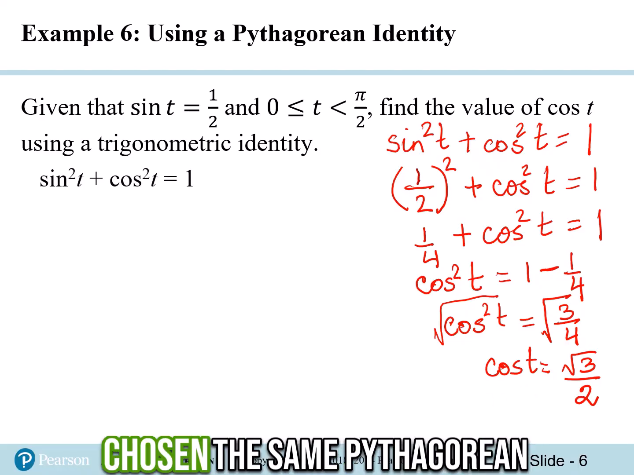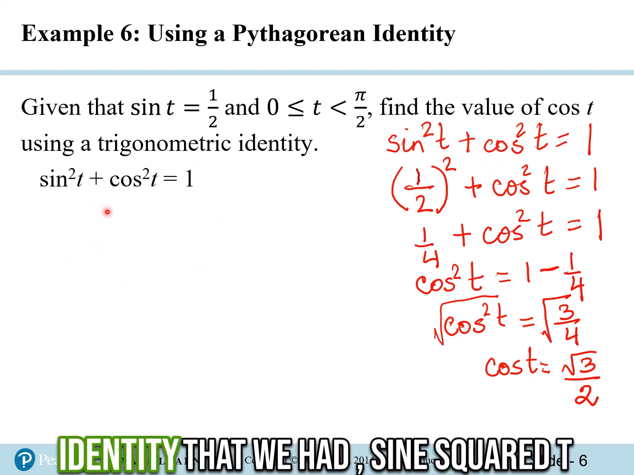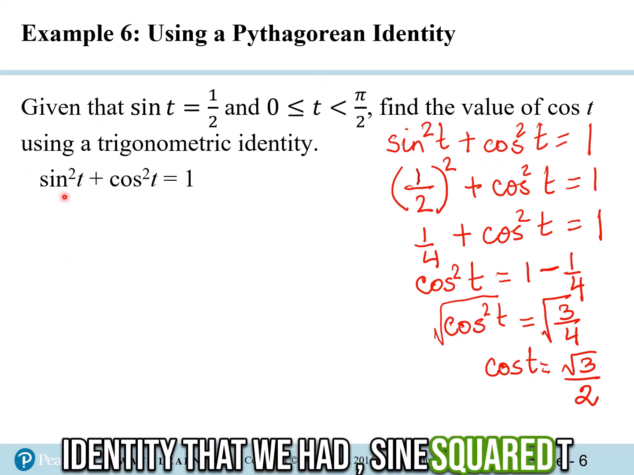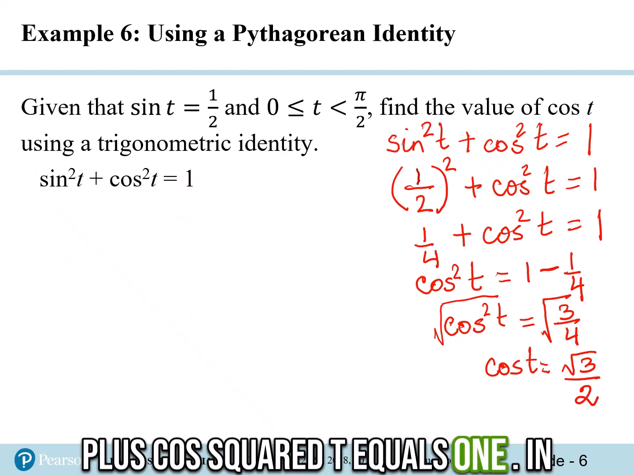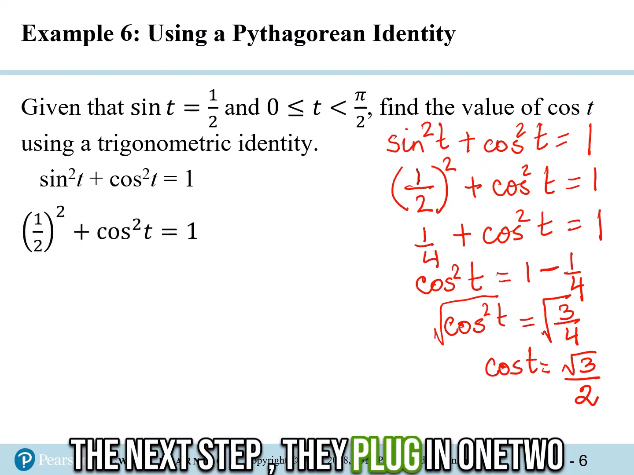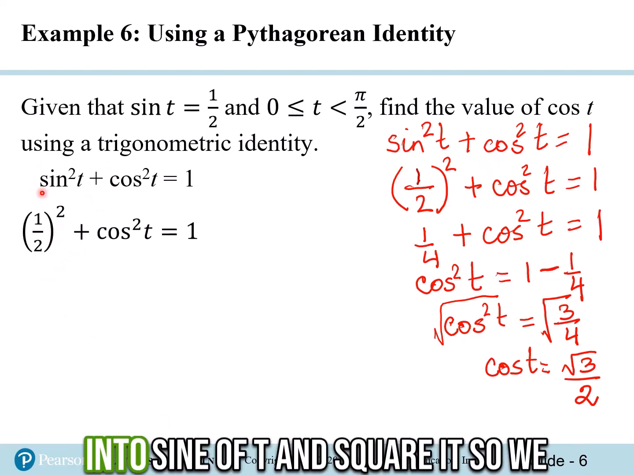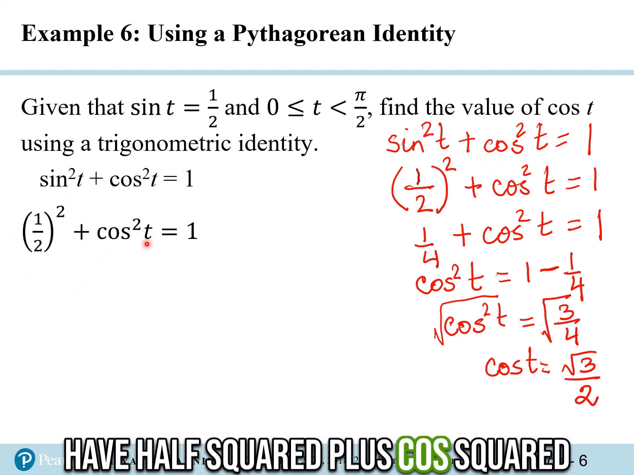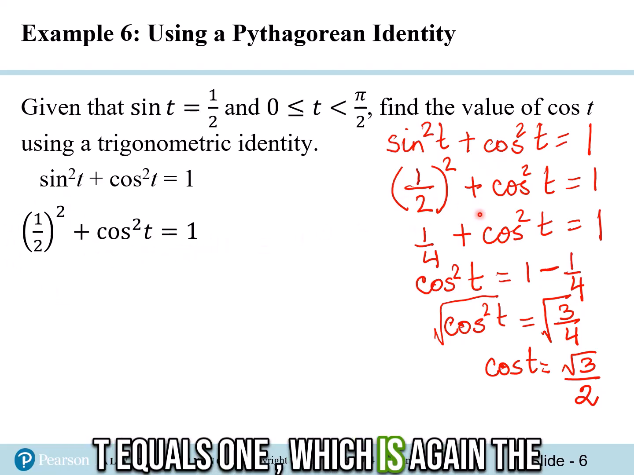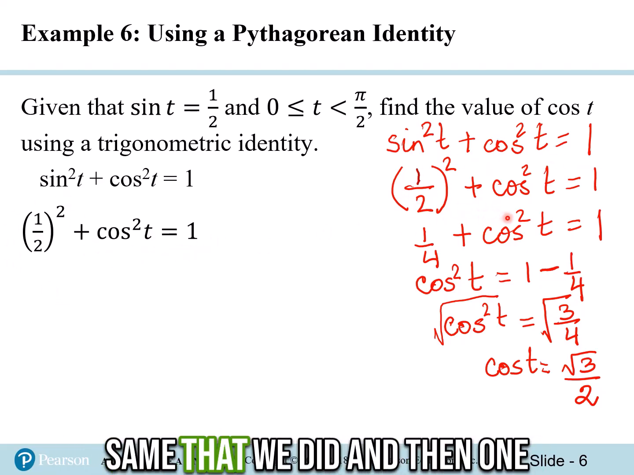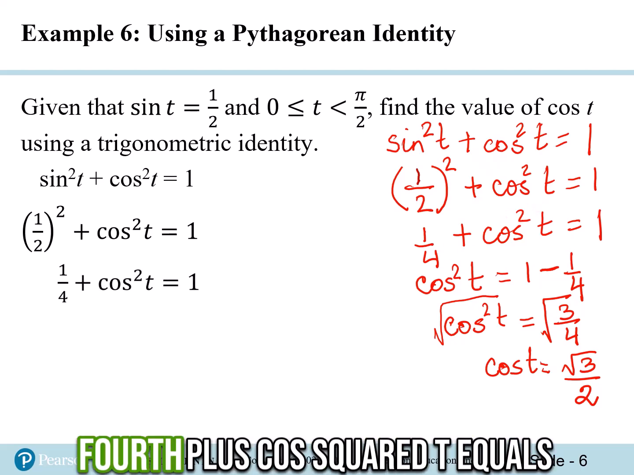So they have chosen the same Pythagorean identity that we had: sine squared t plus cos squared t equals 1. In the next step, they plug in 1/2 for sine of t and square it. So we have half squared plus cos squared t equals 1, which is again the same as what we did. And then 1/4 plus cos squared t equals 1.